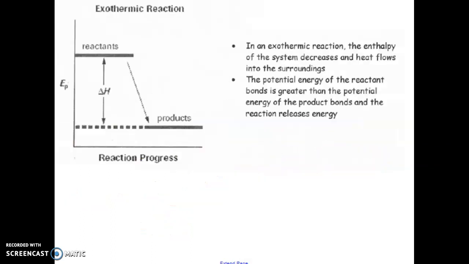If you have an exothermic process, it's quite the opposite. In this case, the reactants have more potential energy than what the final products do. So the delta H is actually a negative value, meaning more energy came out than what had to go in to break those bonds. So overall, you have a negative delta H.